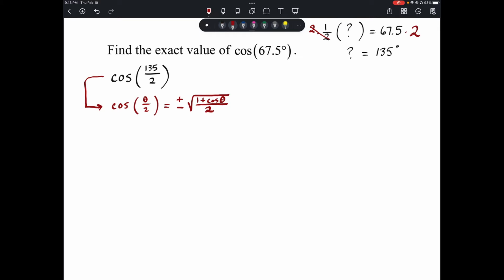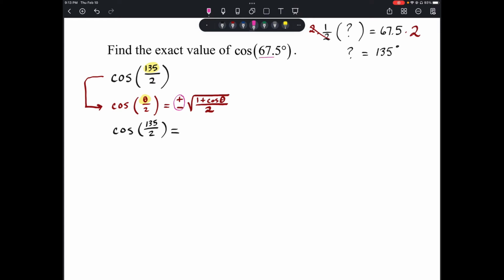Okay, so I'm going to just recopy this down below. Cosine of 135 over 2. Okay, now obviously then, what is theta? Well, theta is 135. It's not our given angle, it's the angle that we are cutting in half. Okay, so that's why we have that 135 in there. Okay, now is this one going to be positive or negative? Right, which of these is it going to be?